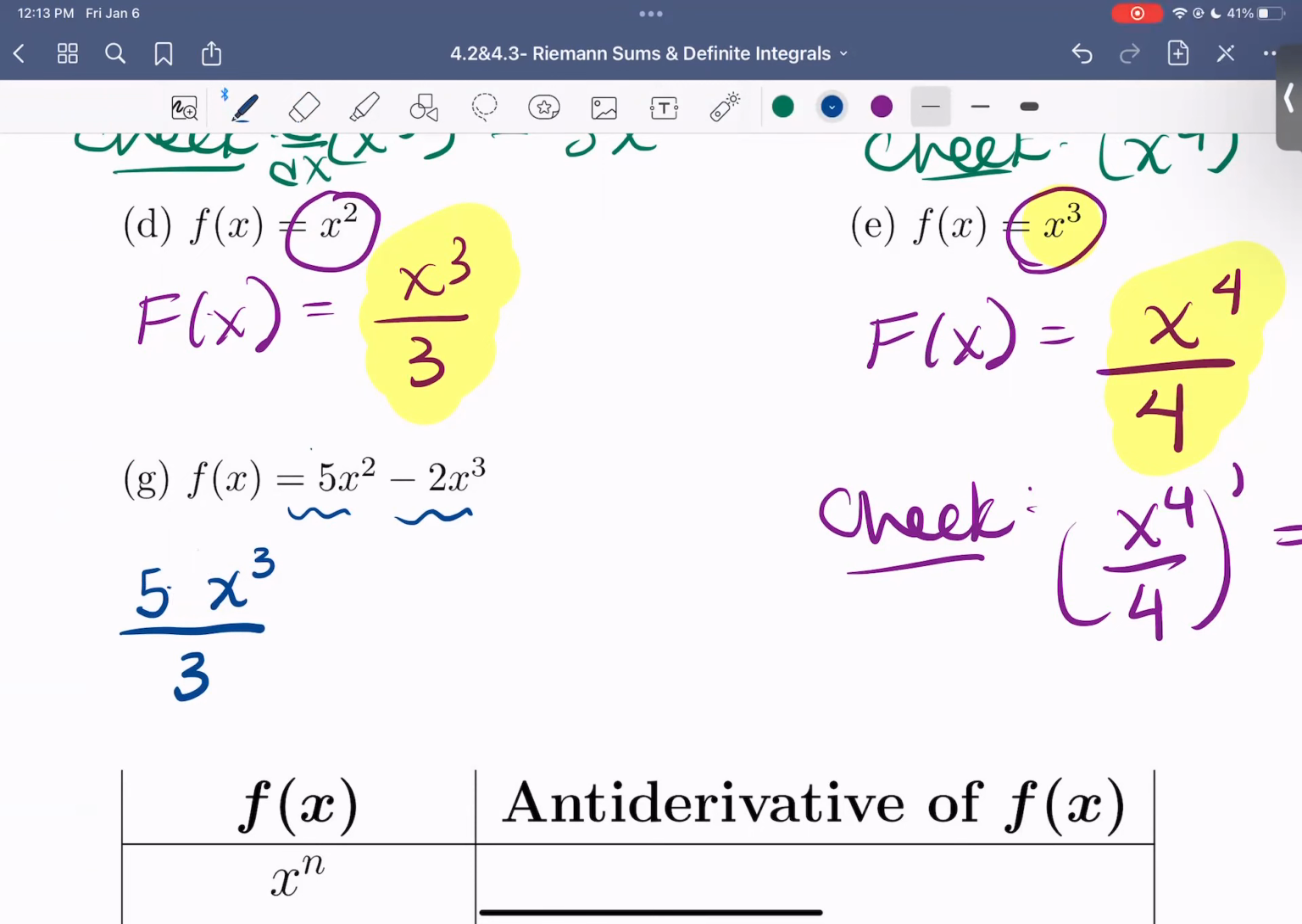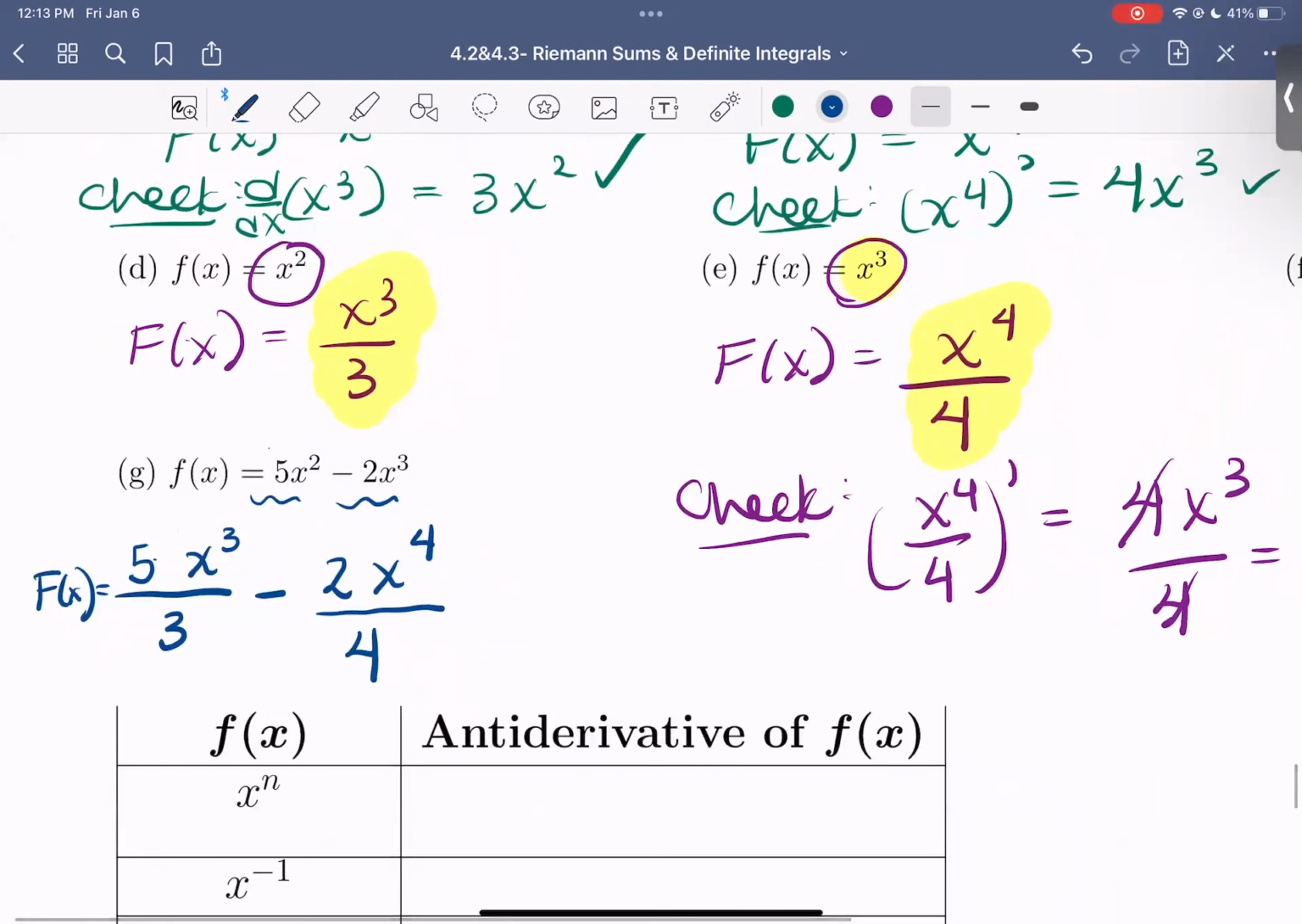So the first term we're going to use is 5x cubed over 3. And similar with the next term, I want a 2, and I need a 3 in the exponent, so I'm going to put a 4 in the antiderivative. But then I'm going to divide by 4, so when that power comes down, I don't get an extra 4 there. So let's check the antiderivative 5x cubed over 3 minus 2x to the 4th over 4.